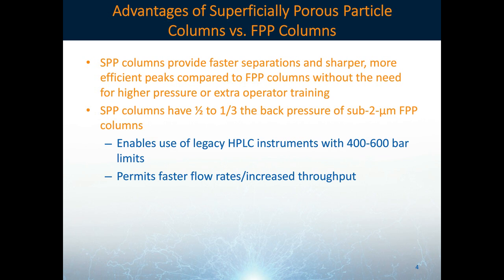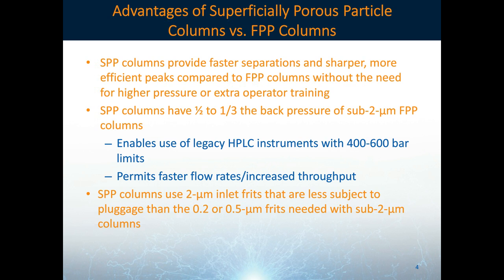SPP columns have about a half to one-third the back pressure of sub-2 micron FPP columns. And what that does is it enables use of legacy HPLC instruments with 400 to 600 bar limits. It also permits faster flow rates, and what that translates to is increased throughput. SPP columns use 2 micron inlet frits that are less subject to pluggage than the 0.2 or 0.5 micron frits needed with sub-2 micron columns.